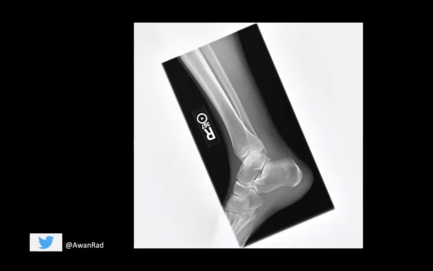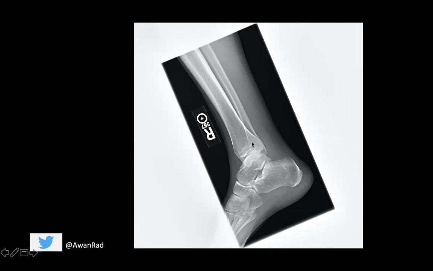Hello, everyone, and welcome to week 5 of MSK Unknown Case Series. This is a great case that we're about to see. The clinical history here was rule out fracture of right ankle pain. So the image that you're seeing is a lateral view of the right ankle.